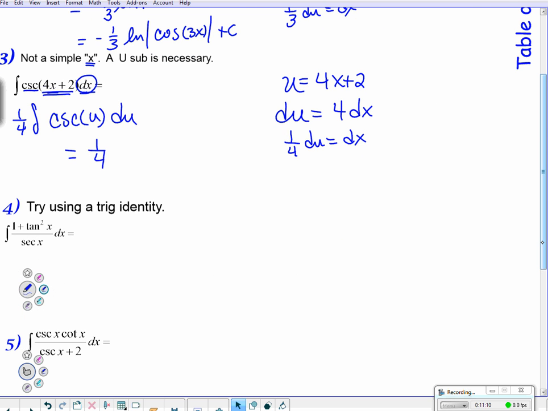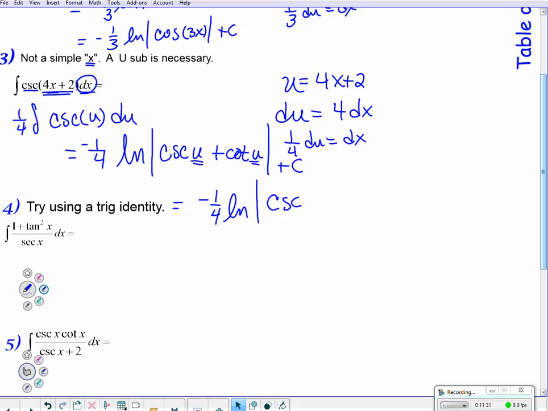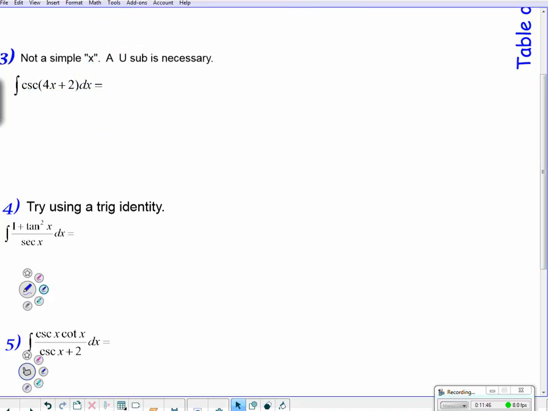You remember that? Okay, it's a negative natural log absolute value of a cosecant of u plus a cotangent of u plus our c. We need to replace these u's. So negative 1/4 natural log, it's going to get long, isn't it? Cosecant of 4x plus 2 plus a cotangent 4x plus 2 plus our c. Beautiful. I'm going to hit erase to go on to the next problem.